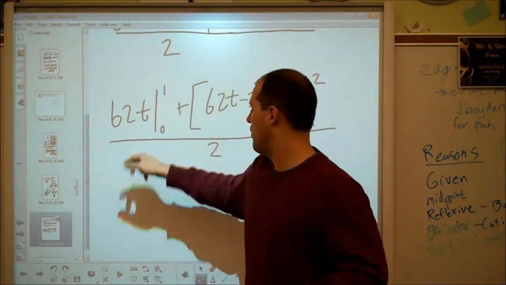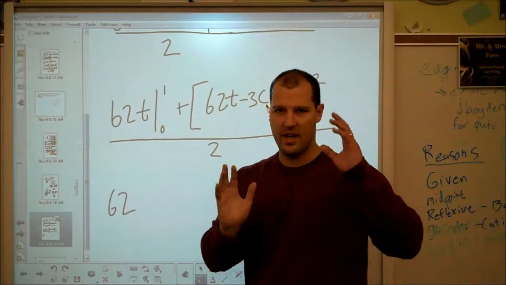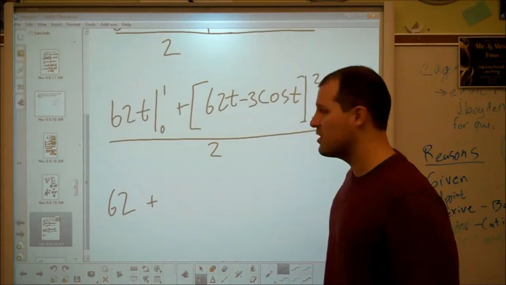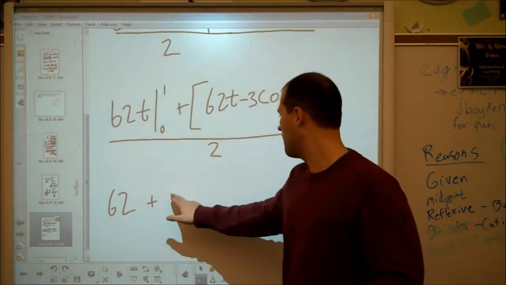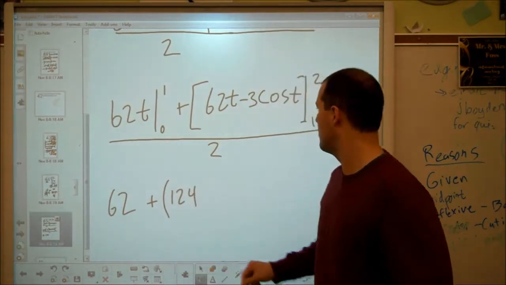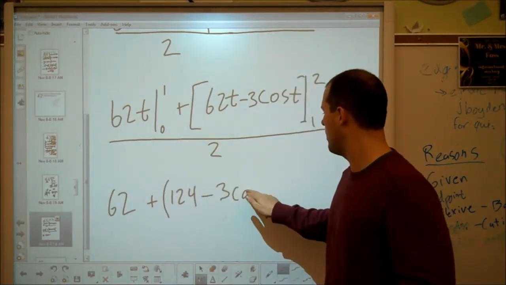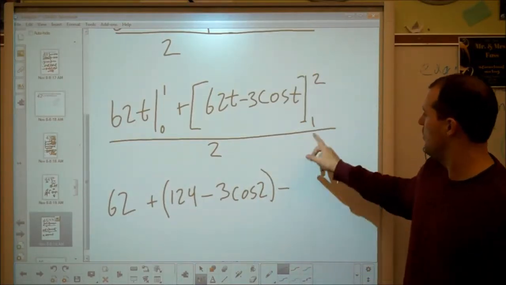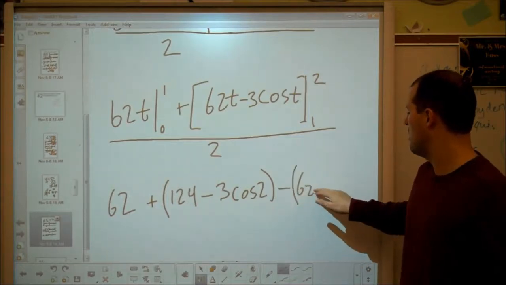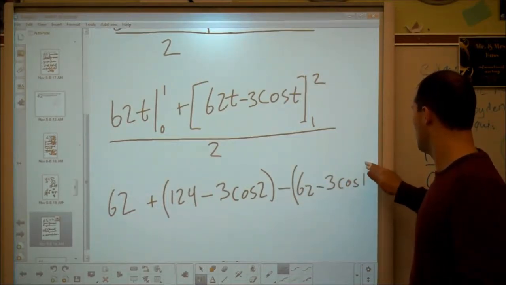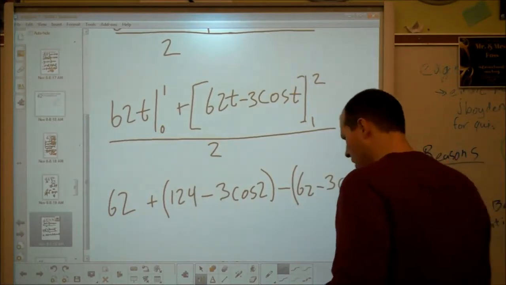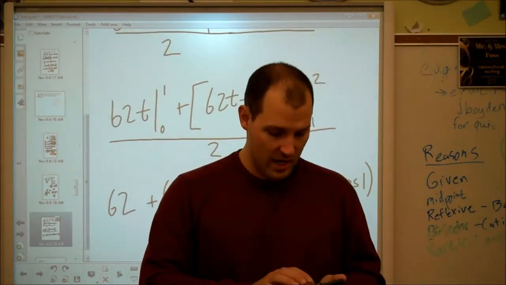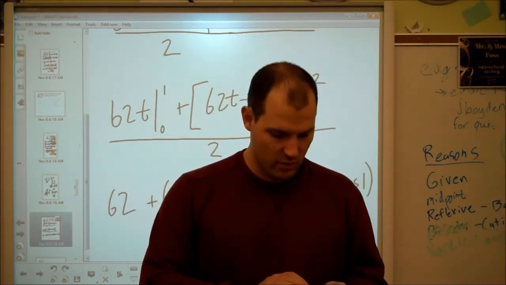Let's plug these in. Plugging in a 1, I get 62. Plugging in a 0, I get nothing, so that part's done. Over here, plugging in a 2, I get 62 times 2, 124. Well, maybe I'll put these chunks in parentheses. Minus 3 cosine 2. Minus, when we plug in the 1, 62 minus 3 cosine of 1. Okay, so it looks like I'm going to need a calculator for this, because it's actually a real-world example. Make sure that your calculator is in radian mode. If we're not told otherwise, we're going to assume that it's radian mode.